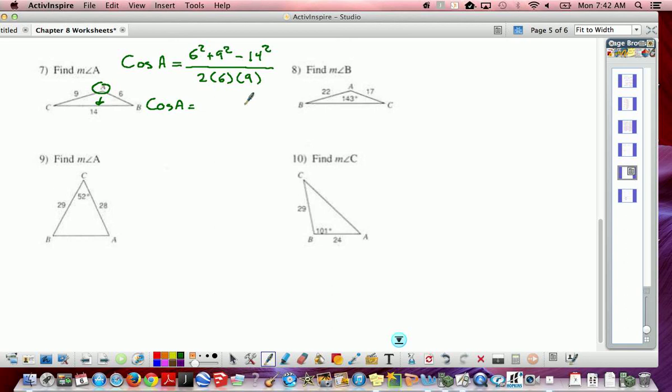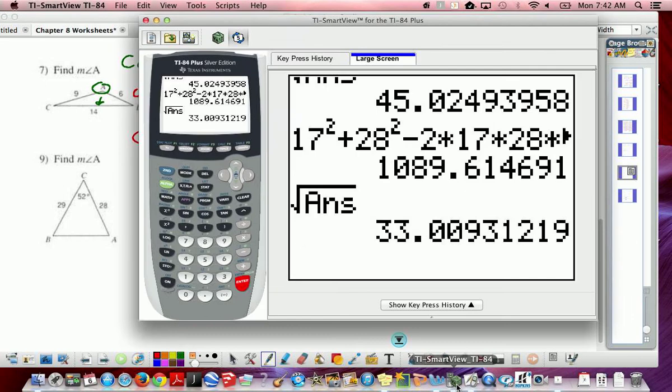So I figure out what the top equals. I take 6 squared plus 9 squared minus 14 squared in my calculator, and I get negative 79. 2 times 6 times 9 is 108. Since I'm looking for an angle, we do the inverse. So I go cosine inverse on both sides. That will give me angle A to equal 137.0 degrees.